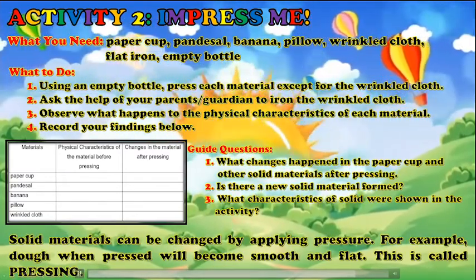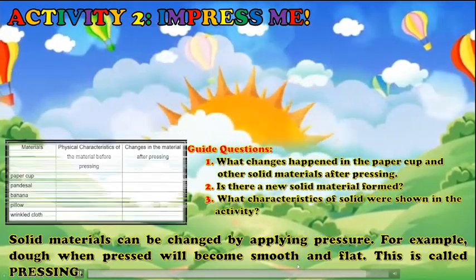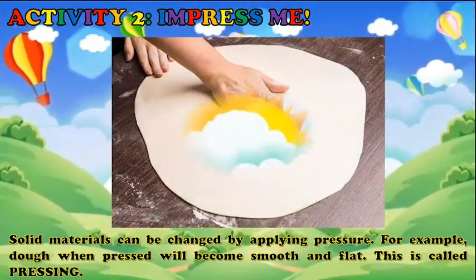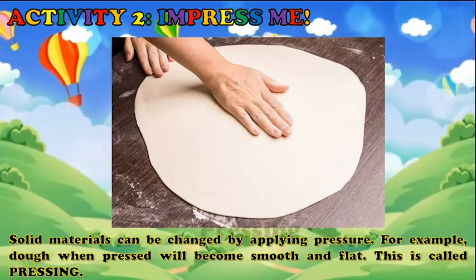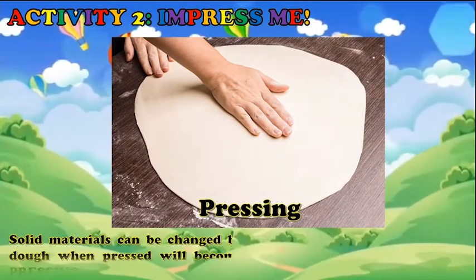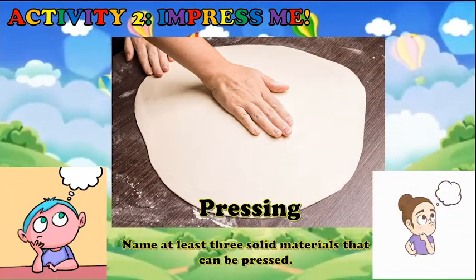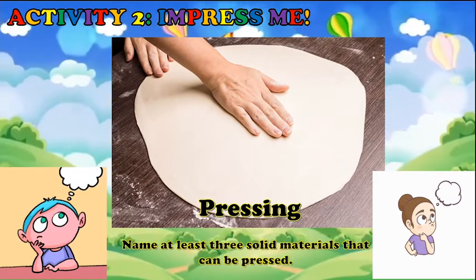Solid materials can be changed by applying pressure. For example, dough, when pressed, will become smooth and flat. This is called pressing. Name at least 3 solid materials that can be pressed.